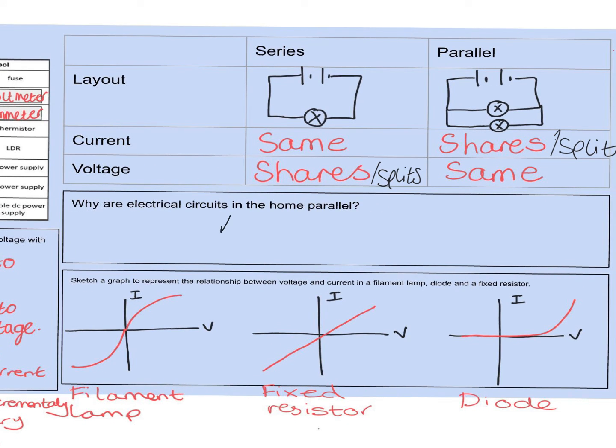Wiring circuits in parallel, that's a safety aspect, to make sure that if one blows, they don't all blow. The other thing is the bulbs are brighter.